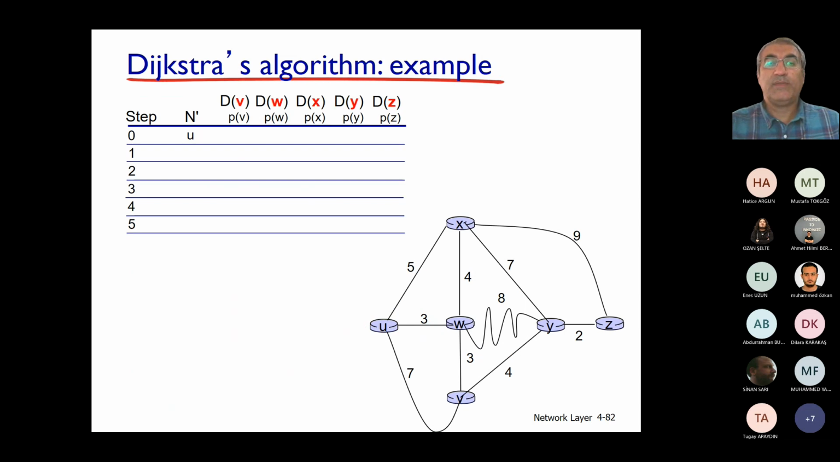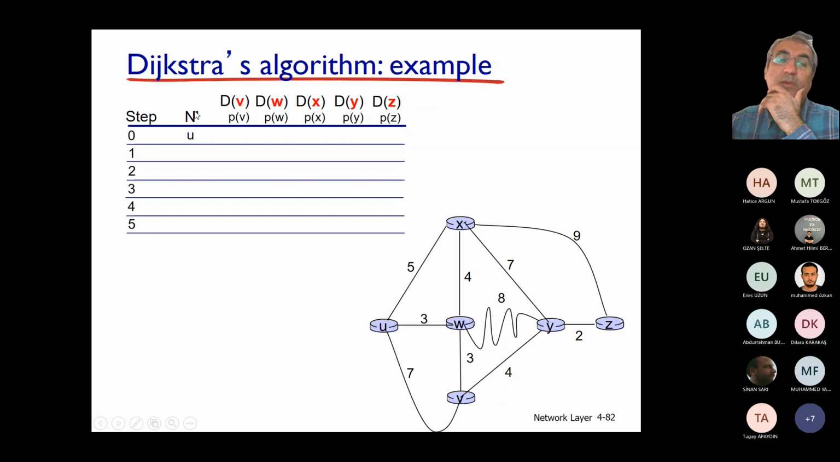Let's give an example for that specific Dijkstra algorithm. So assume that we have this network, which is shown by the graph, and we have 1, 2, 3, 4, 5, 6 nodes, and the link cost for each link is given. And then we are going to find the shortest path from U to Z in this case.